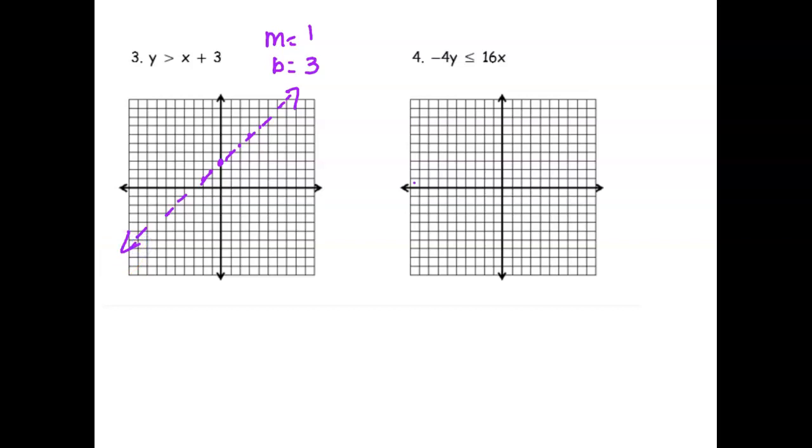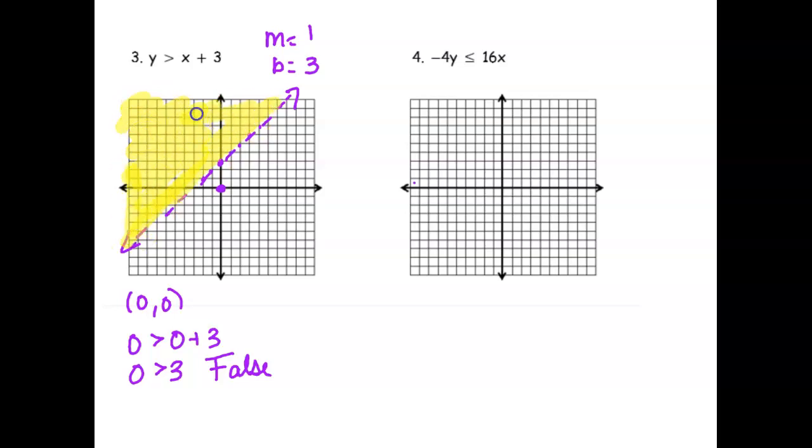So there's my line. I'm going to test the point 0, 0 because it's not on the line. If I put in 0, 0, I've got 0 is greater than 0 plus 3. 0 is greater than 3. Well, that's going to be a false statement. So that means I'm not going to shade the side with 0, 0, but I am going to shade the other side. So it's going to look like that. Okay? All right, number 4, when I solve for my y, I divide by -4.